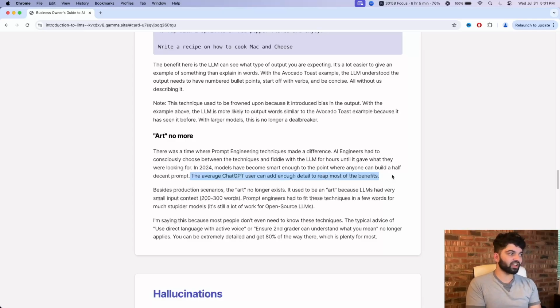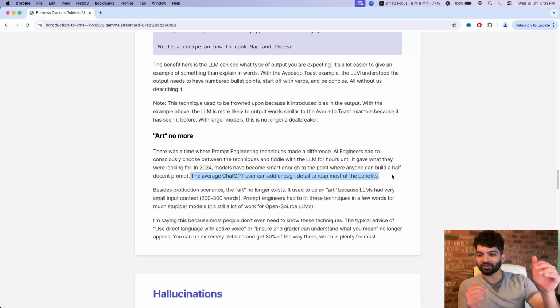It used to be an art because LLMs had a very small input context. That was another thing. A year back, I only had maybe 4,000 tokens in terms of the input window, maybe a couple pages to get what I want the LLM to do. These days, we're going from 4,000 input tokens to 128,000 tokens. So what that allows me to do is add an infinite amount of detail until I get it just right.